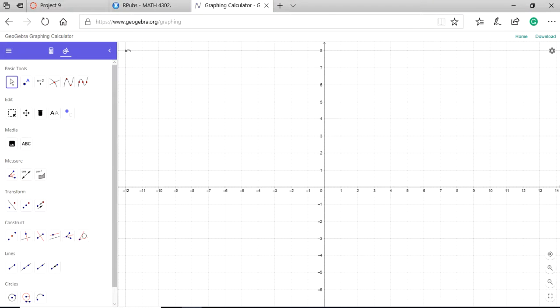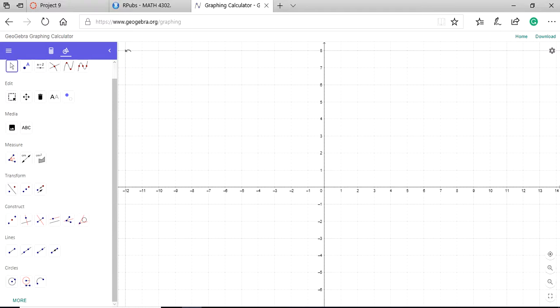Today we'll be going over translations, reflections, and rotation. So first we're going to start with translations. A translation is just taking a shape and moving it to another location. We don't flip it, we don't change anything else about it.